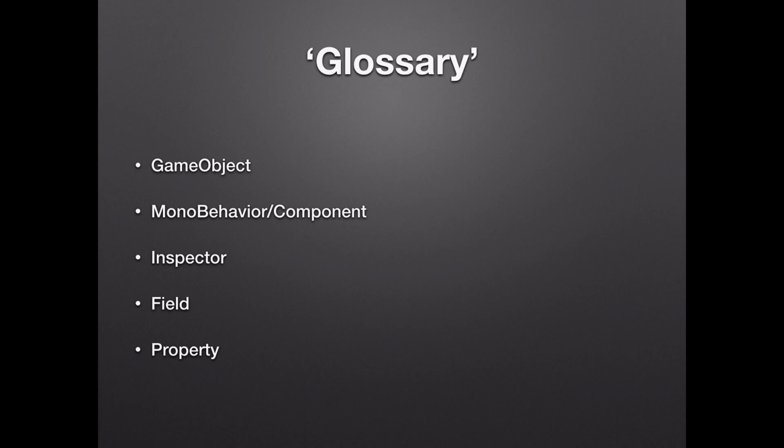The inspector is one of the windows in the editor that generally shows you the information about the currently selected game object and all your components. A field, which I reference a bunch, is pretty much just any member variable in one of your classes.